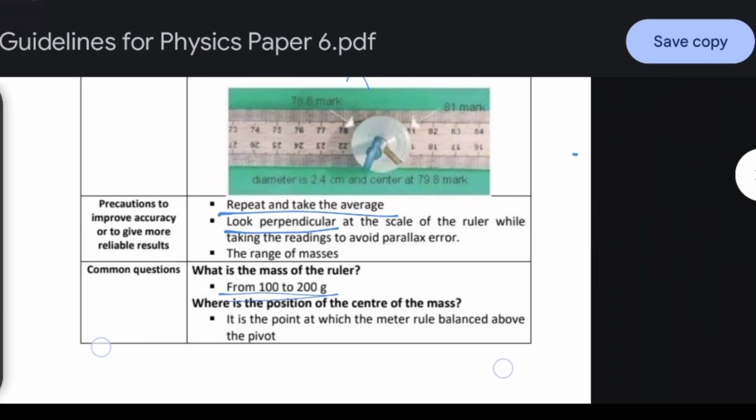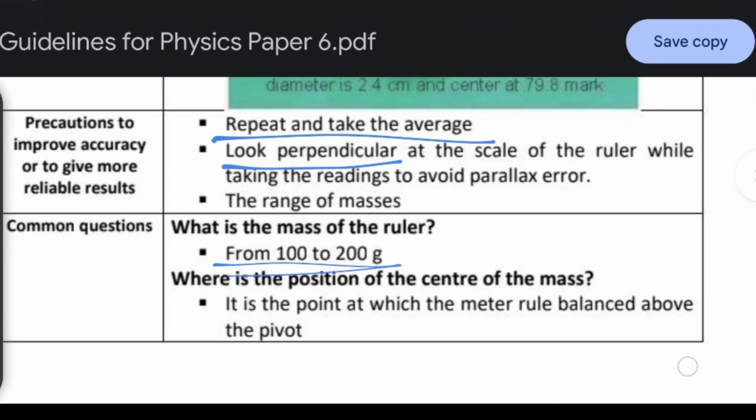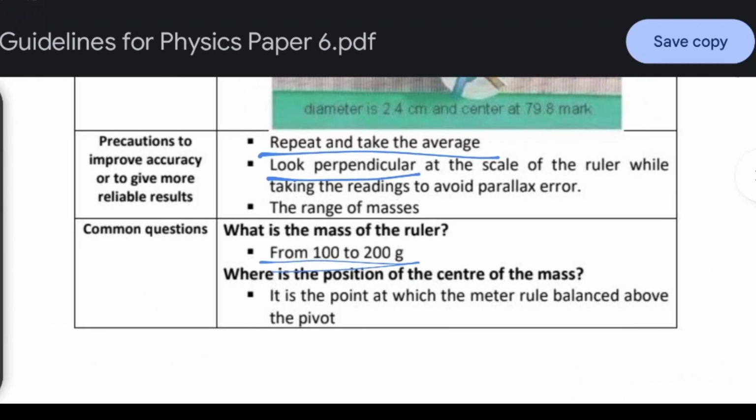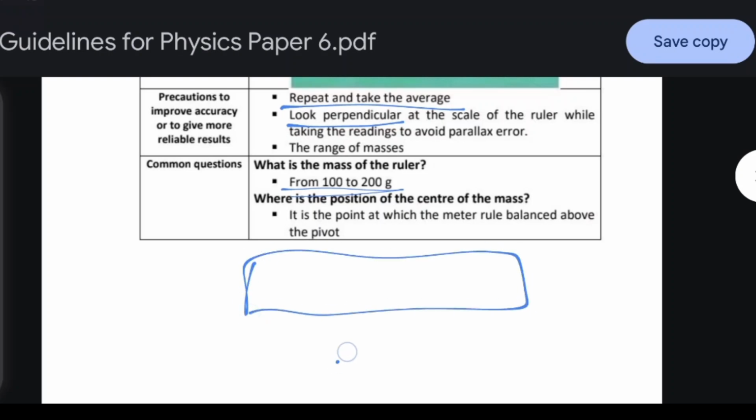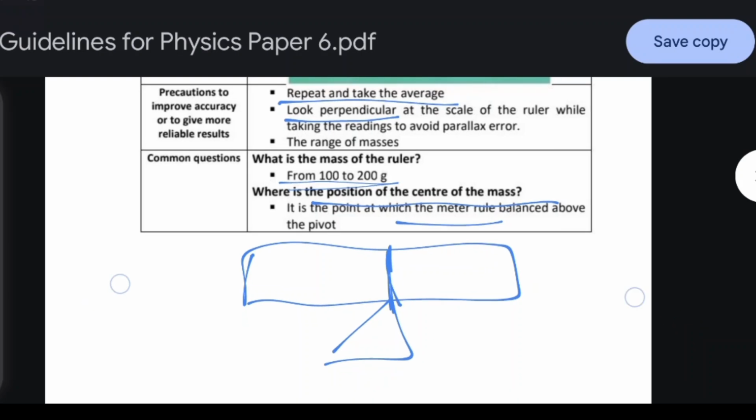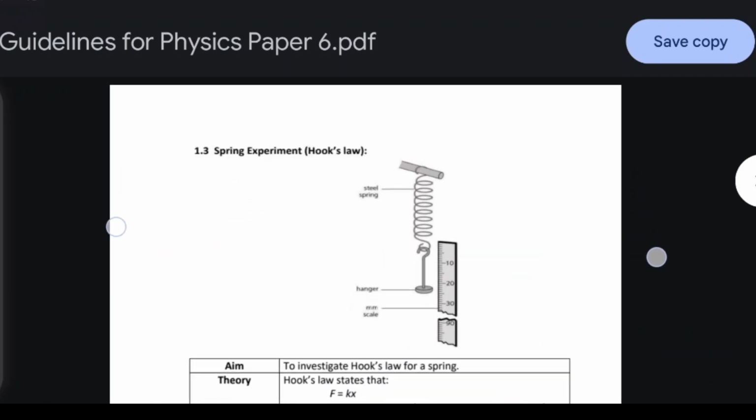Now, where is the position of the center of mass? It is the point at which the meter rule balances above the pivot, right? Like the point at which the pivot balances the ruler, that is the position of the center of mass of the meter rule.